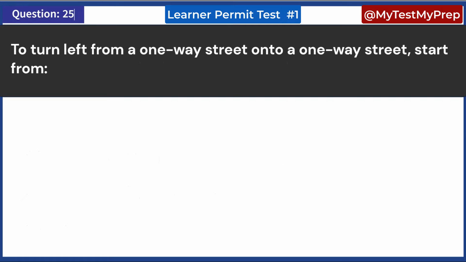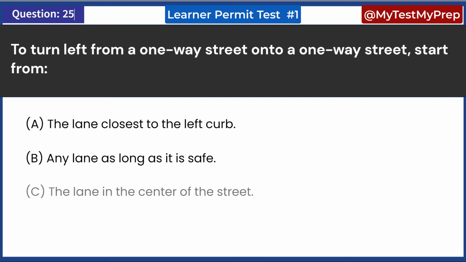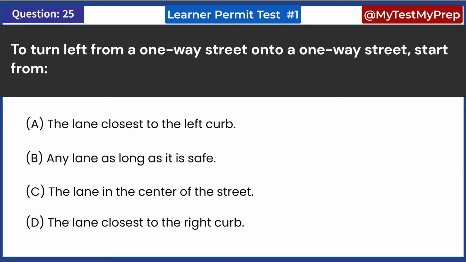To turn left from a one-way street onto a one-way street, start from: A. The lane closest to the left curb. B. Any lane as long as it is safe. C. The lane in the center of the street. D. The lane closest to the right curb. Answer: A. The lane closest to the left curb.